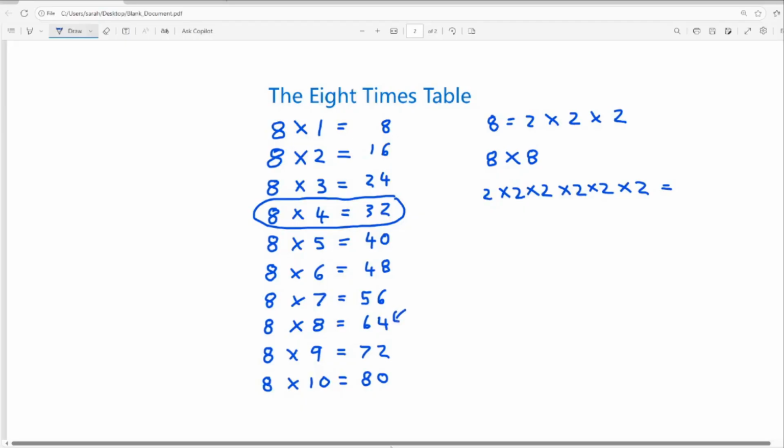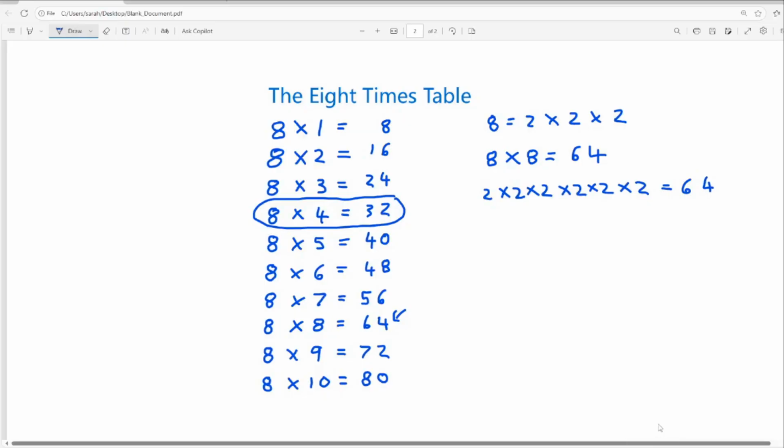That's this one. 64. You've probably heard the saying, 8 times 8 is 64. I ate and I ate and I was sick on the floor. Which is a good way to remember it.